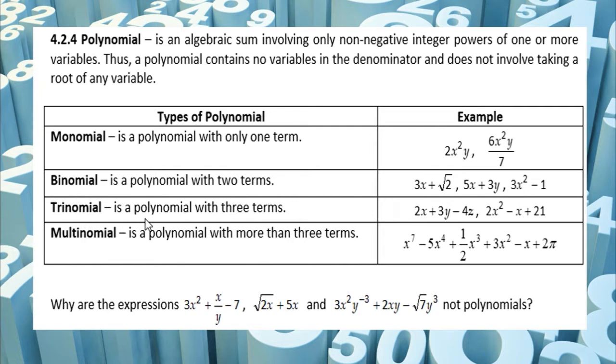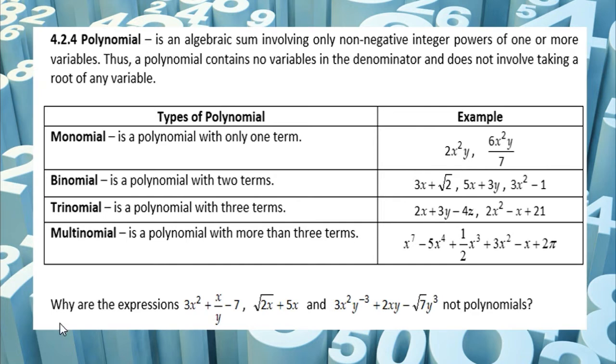Next, trinomial is a polynomial with 3 terms. So, like this, 2x plus 3y minus 4z. It has 3 terms, separated by plus or minus. So, that is a trinomial. Multinomial is a polynomial with more than 3 terms, meaning 4 terms or 5 terms or more. So, we have this one example. How many terms does it have? 1, 2, 3, 4, 5, 6. So, it has 6 terms, so it is called a multinomial.